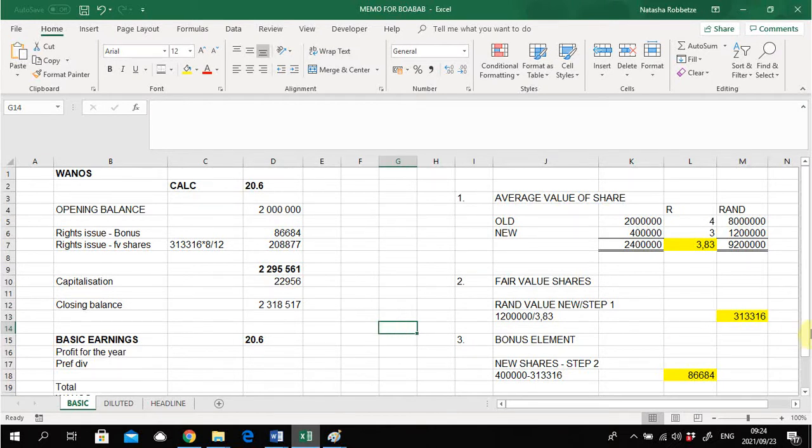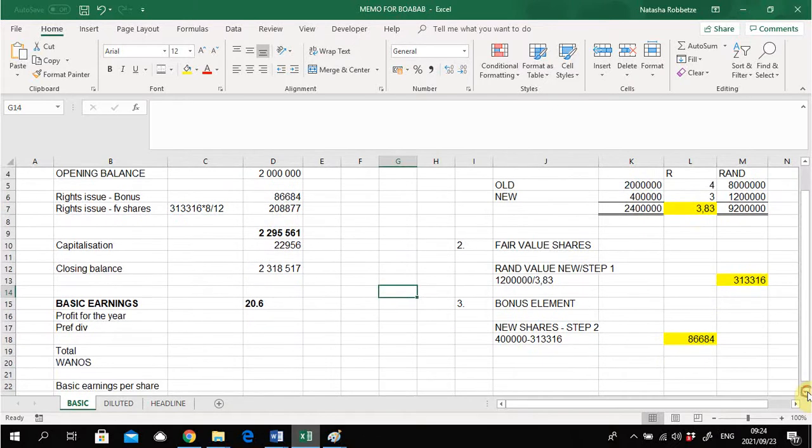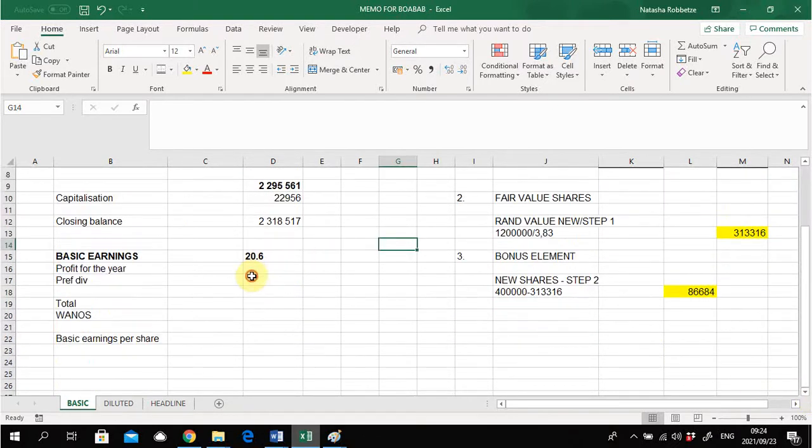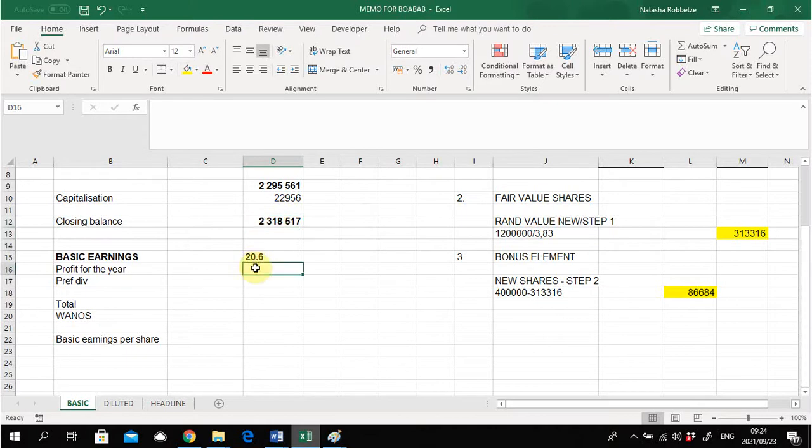Right, we are then moving to profit for the year and the preference dividend so that we can get to basic earnings. The profit was given. If I look at the profit in the current year, they say it's 1,450,000, and then there was a preference dividend of 120,000, which I need to minus.